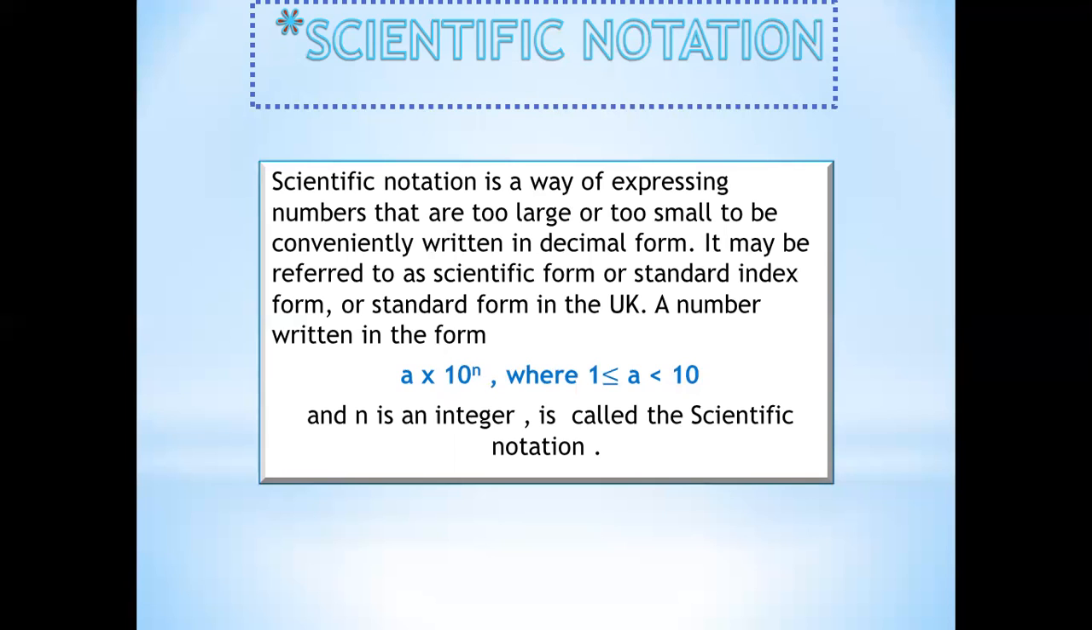It may be referred to as scientific form or standard index form, or standard form in the UK. A number written in the form a multiply 10 raised to the power n, where a lies between 1 and 10. It means that the value of a will be less than 10 and greater than 1. It means a will be only a single digit like 1, 2, 3. And after the non-zero digit, we put the decimal and we count the numbers after the decimal, and according to that, we change the value of 10. And n is an integer. Integer means n may be positive or sometimes the sign of n will be negative. This is called the scientific notation.